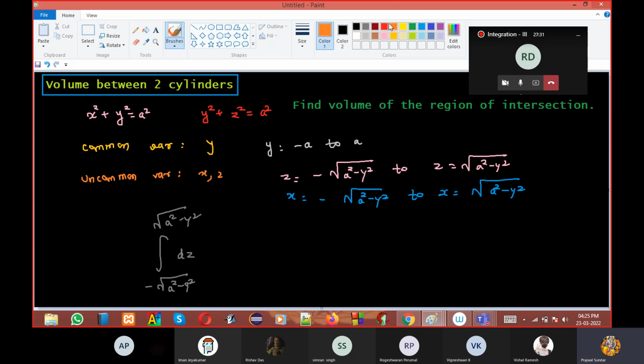Then you will do x, because x, y is outermost, x is inside. First we will do x to root of a square minus y square dx. Finally y you will integrate from minus a to a dy. This will give the answer as 16 by 3 a cube.